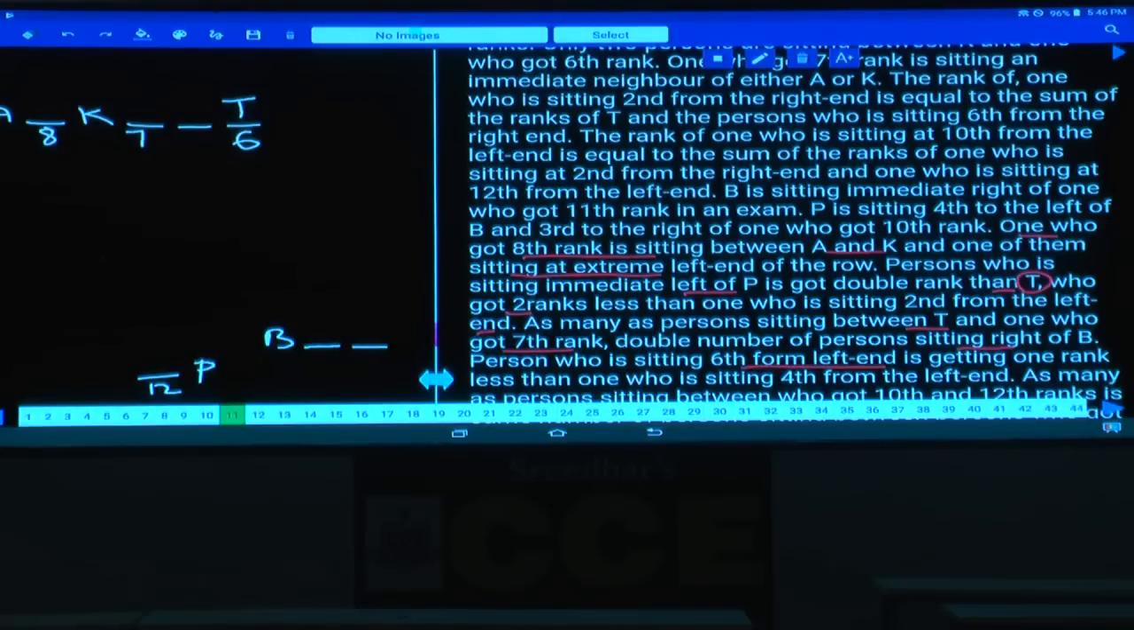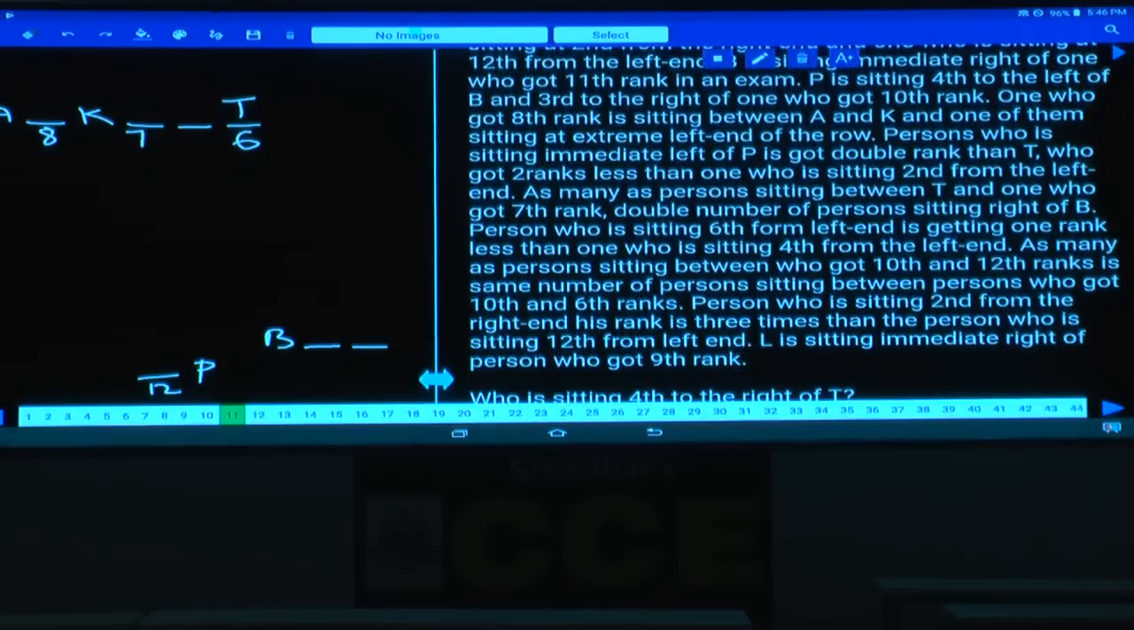T. Now this T got 1 rank less than the one who is seated 4th from the left hand. 4th from the left hand is the 7th ranker. Now this T is getting 6th rank. This information is not at all required. Without taking this information, we are able to finalize the ranks of this 7th ranker and the 6th ranker as well, isn't it? And next one, as many persons sitting between the 10th and the 12th ranks is the same as the number of persons between 10th and 6th rank. Between the 10th and 6th ranker, and the 10th and 12th ranker, there must be an equal number of persons.